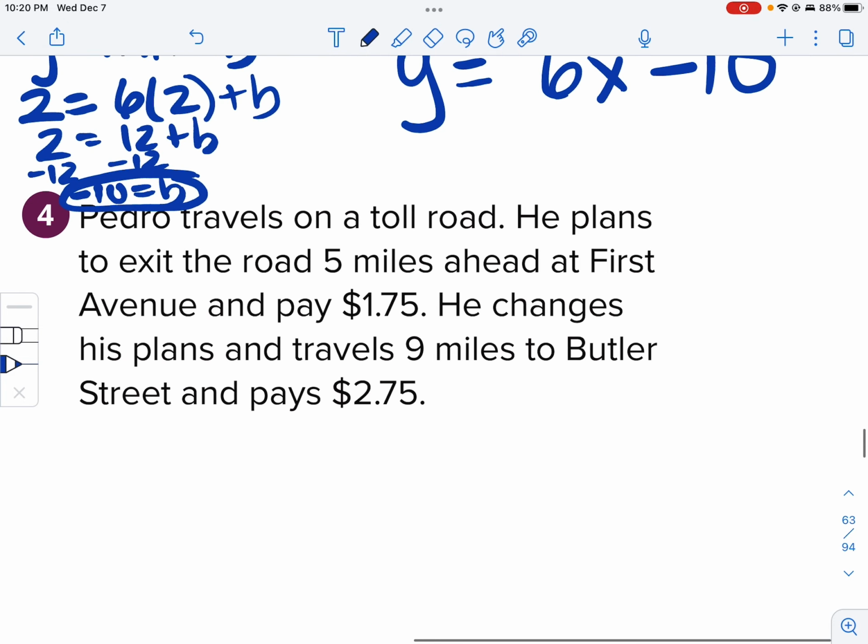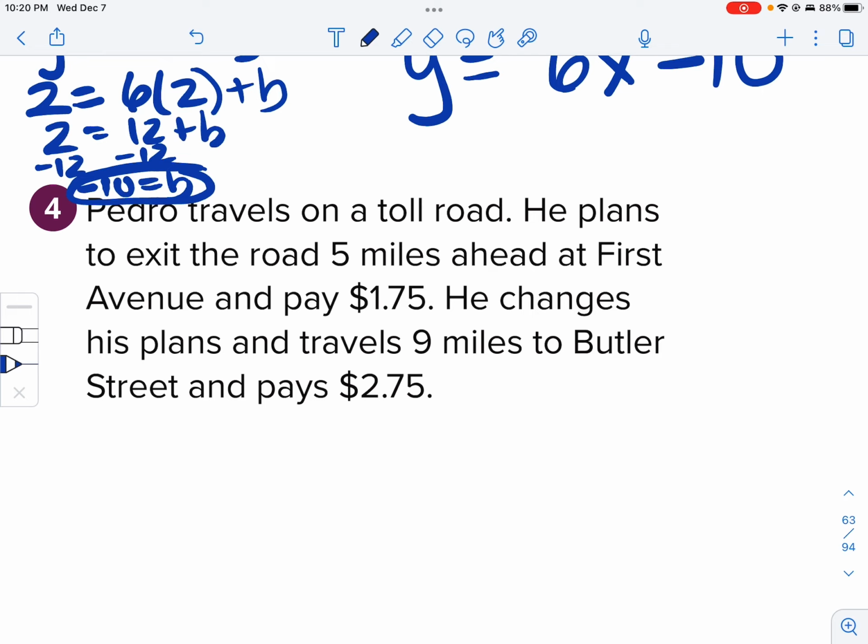Okay. Then this one. It says Pedro travels on a toll road. He plans to exit the road 5 miles ahead at the First Avenue and pay $1.75. He changes his plans and travels 9 miles to Butler Street and pays $2.75. So we're going to do miles and we're going to do money because this is money per mile.